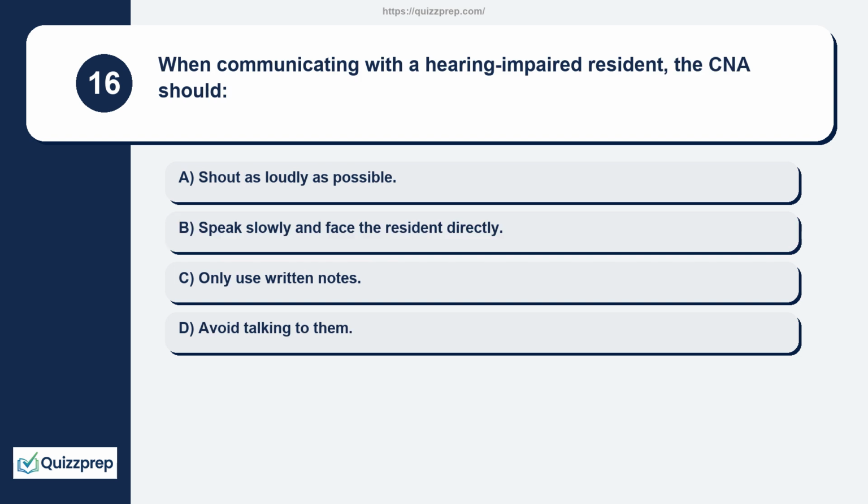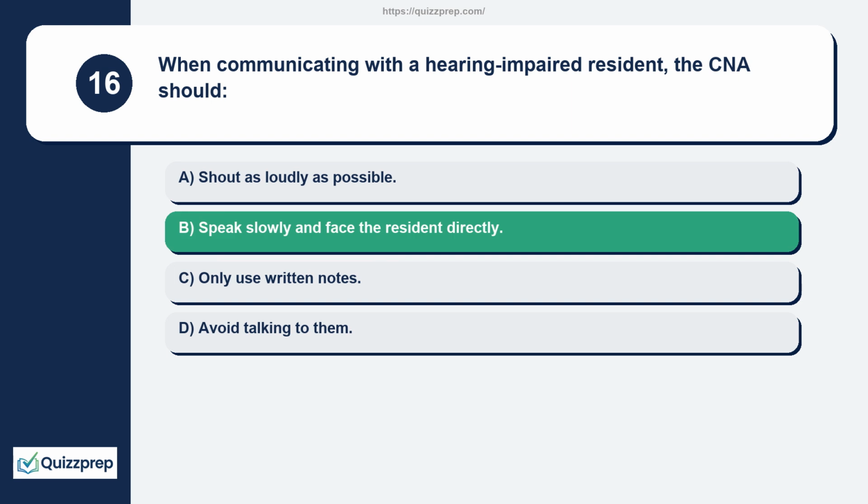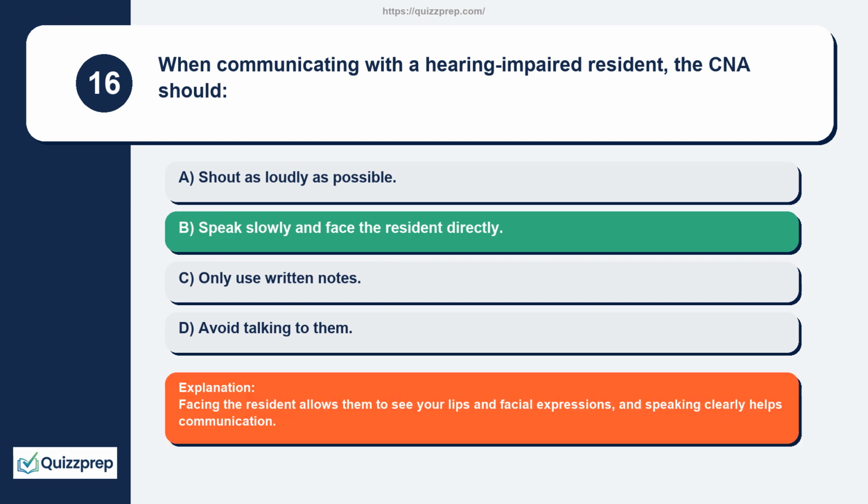Question 16. When communicating with a hearing-impaired resident, the CNA should shout as loudly as possible, speak slowly and face the resident directly, only use written notes, or avoid talking to them? Facing the resident allows them to see your lips and facial expressions, and speaking clearly helps communication.